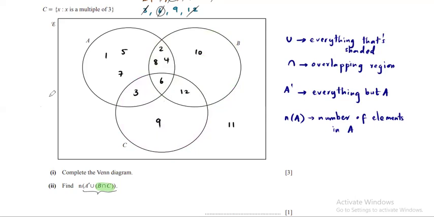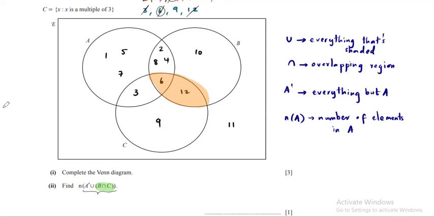So then I'm going to shade that region now. So this region was the answer that I got. This is what I get as the answer for B intersection C. So I'm done with that part. Now let's move on to the next part that we have.